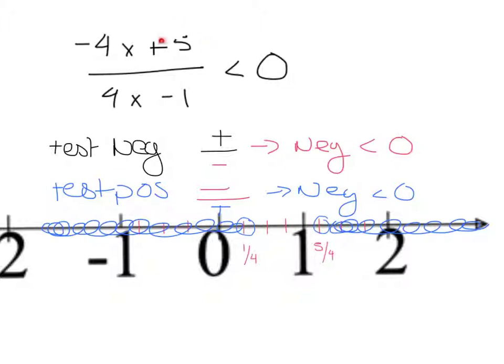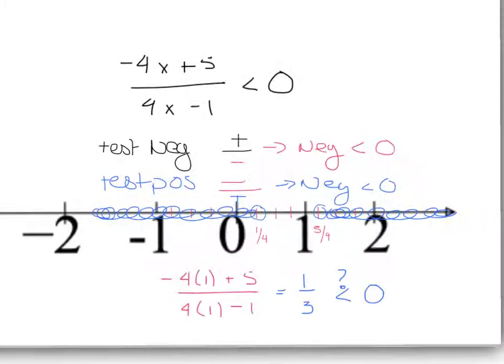Now I don't have 0 in there to test. Notice that if I would have picked 0, I would have got 5 over -1, and that's true, so that's part of our solution. Wherever 0 is, it's always easy to test whichever interval it's falling into, so always pick the 0 to test. But 0, unfortunately, is not in here. 1 is, 1's easy. So here I plugged in 1, and we end up with a third when we simplify this. Is that less than 0? No. It's not less than 0, so this interval is not included.